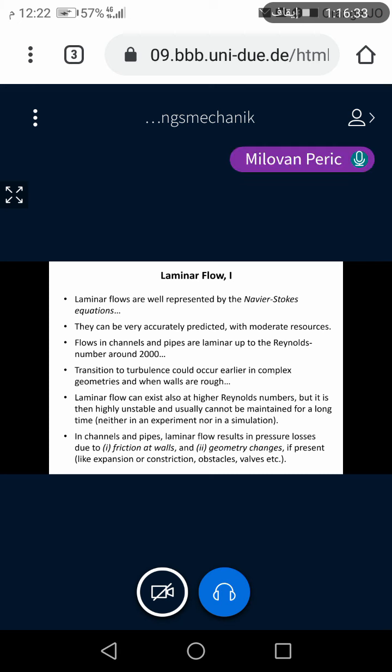As I mentioned earlier, Navier-Stokes equations are very good mathematical models, so modeling errors can be more or less neglected. We can predict them accurately with moderate resources. The flow in channels and pipes remains laminar up to Reynolds number about 2000 in practical applications. Transition to turbulence can occur earlier if the geometry is complicated or if walls are rough, if there are some separations which will then trigger unsteadiness and make the flow unsteady and so on. But also laminar flow can exist at high Reynolds numbers.